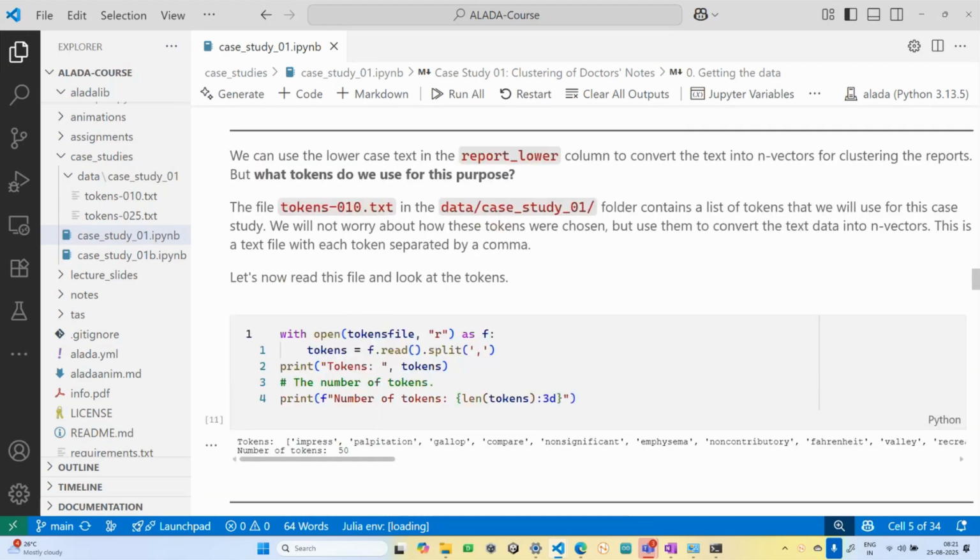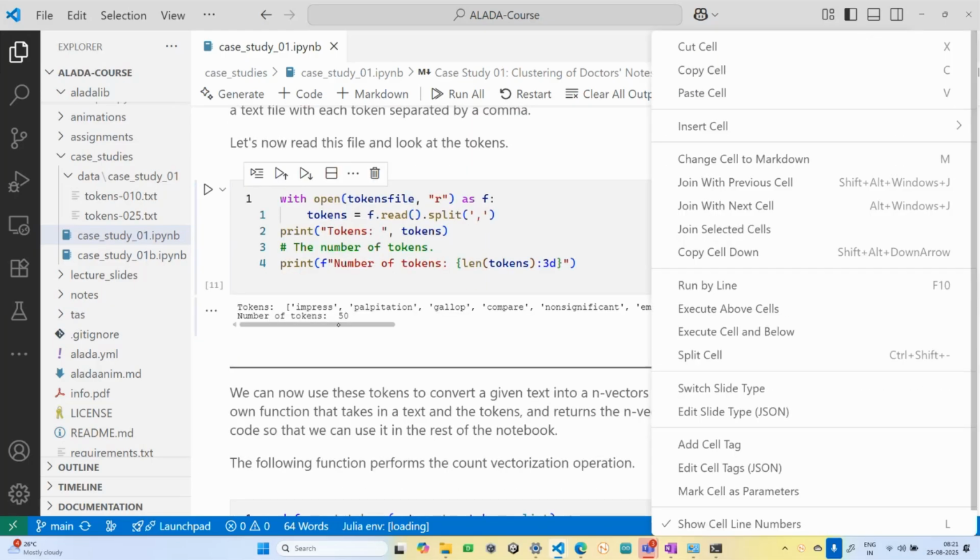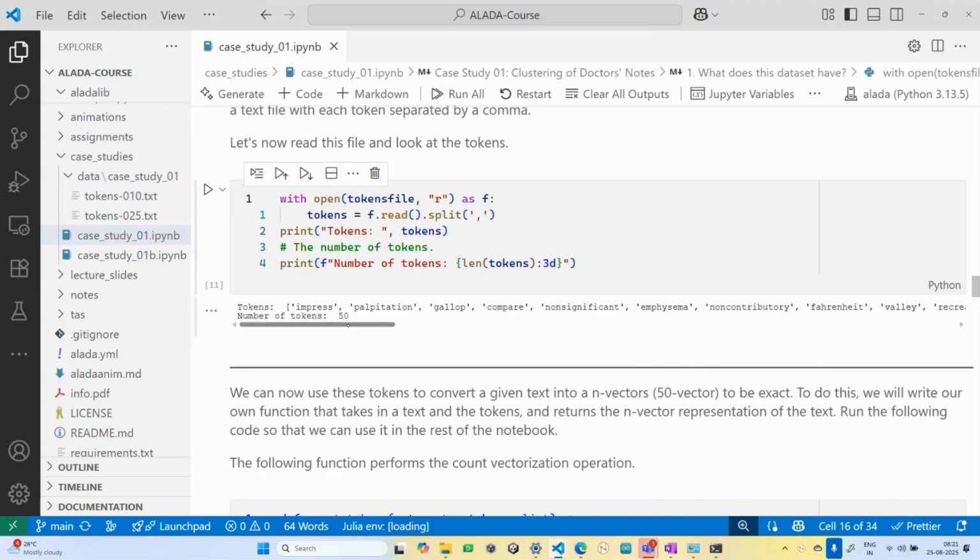Once we do this, we then read the tokens file. This should actually be 50; we'll change that. There are 50 tokens, so each report is converted into a 50 vector. If you run it, you'll see that the number of tokens is 50. The tokens are: impress, palpitation, gallop, compare, non-significant, emphysema and all that. So we're going to be counting how many times these different terms occur in each of our reports.